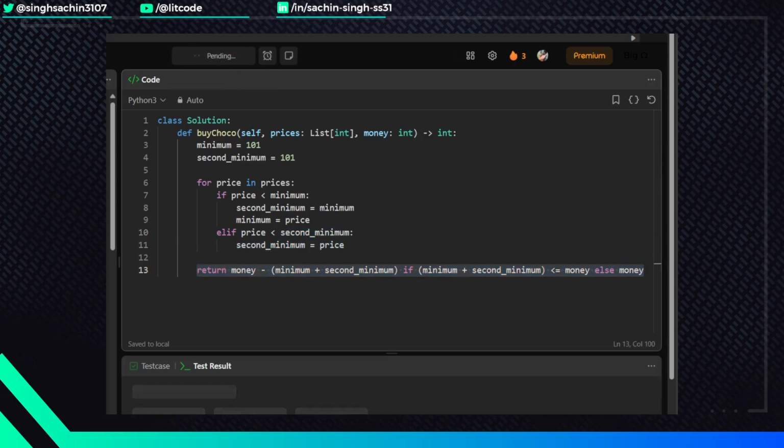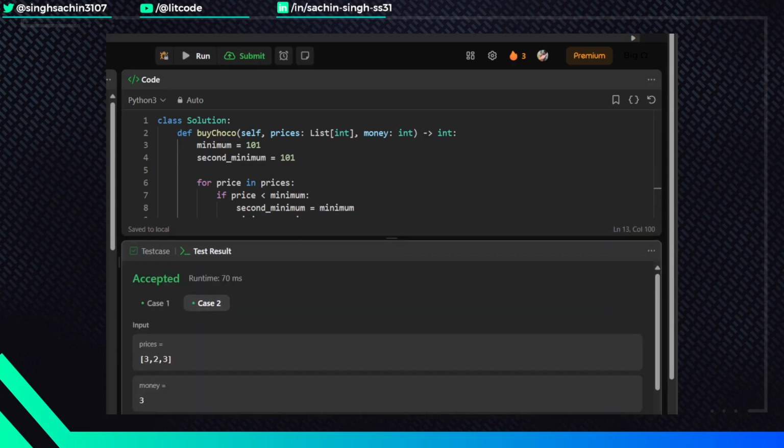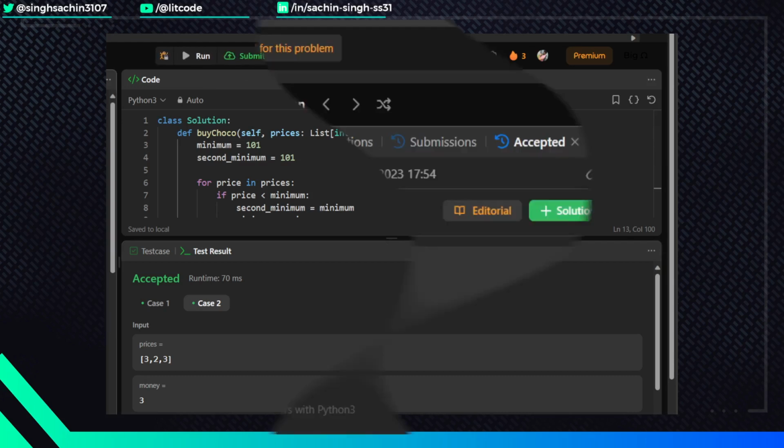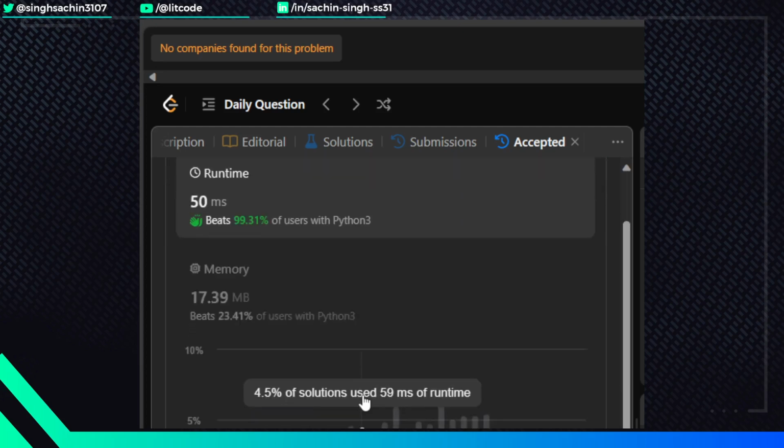So let's check out the test cases quickly. As you can see, the solution got accepted. Let's submit it for further evaluation again. And the solution got accepted, and I would say we performed really well.